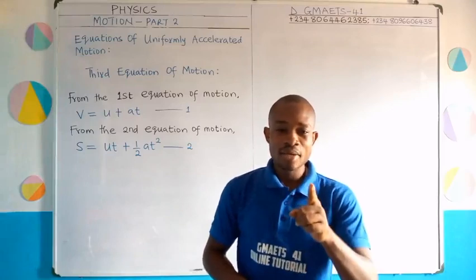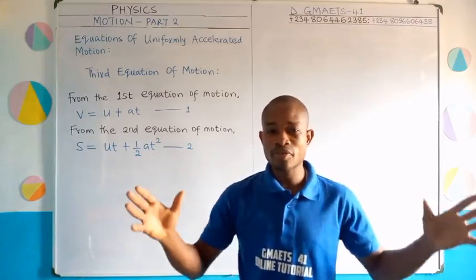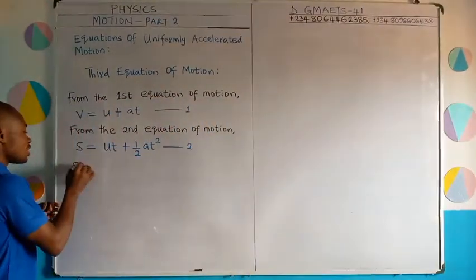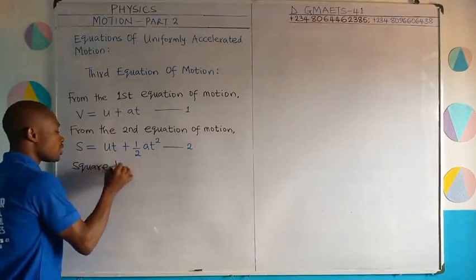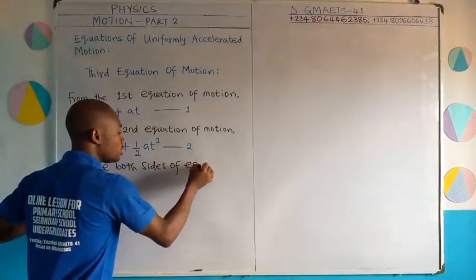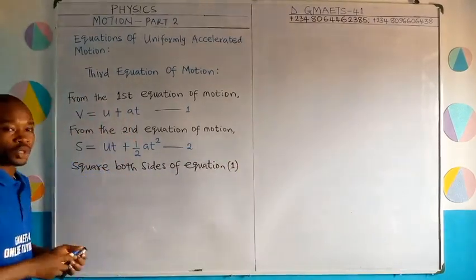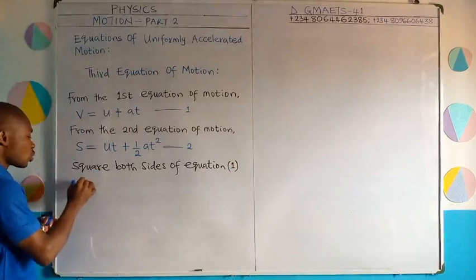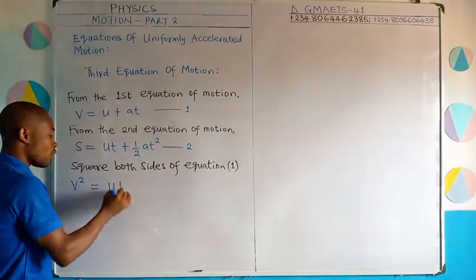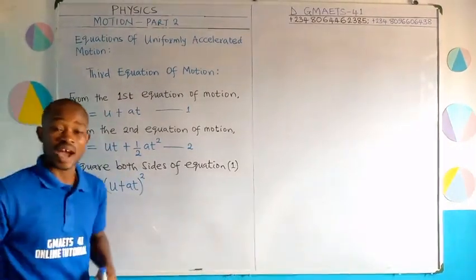We're going to start by using the first equation of motion, which is equation 1 here. I shall square both sides of the equation, the left and the right hand side. So let me write that, square both sides of equation 1. So in squaring both sides of equation 1, this is what I do. Watch. It's going to be v squared equal to, pick these two terms together, which is u plus at, and then square it outside. This is how we square both sides.